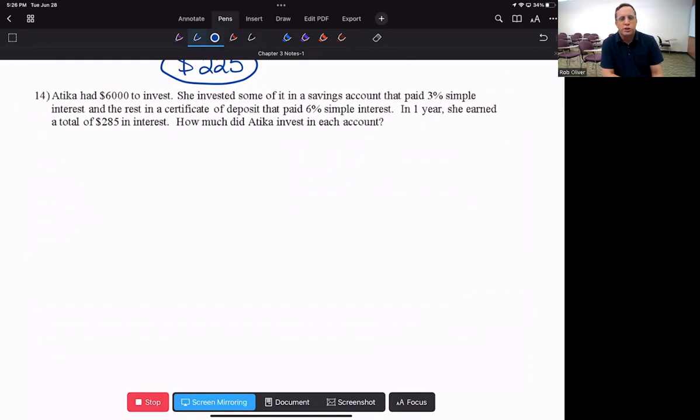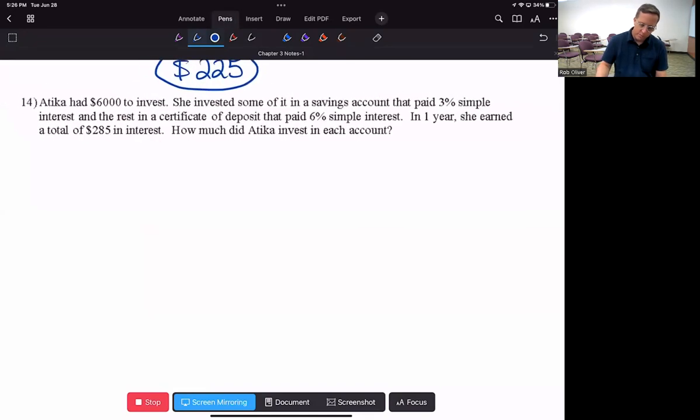All right, in 1 year, she earned a total of $285 interest. Now, that's total, that's for both accounts. It's for the $6,000 account, and it's for the other account that was 6%. So we don't want to guess and check our way through this. We want to use the algebra here, and that's what we're going to do.